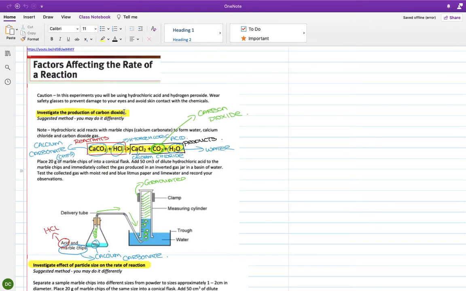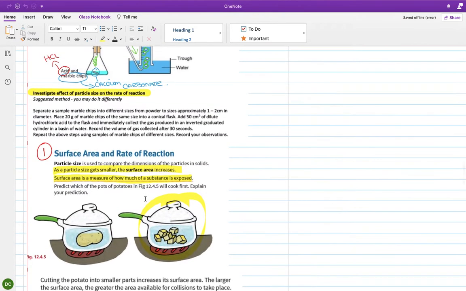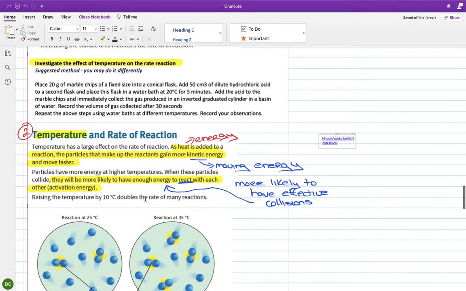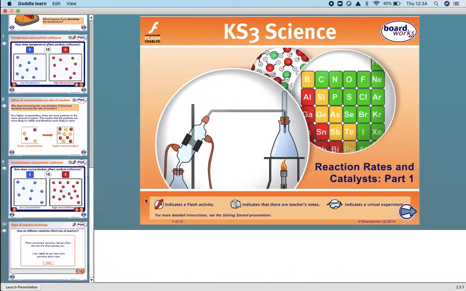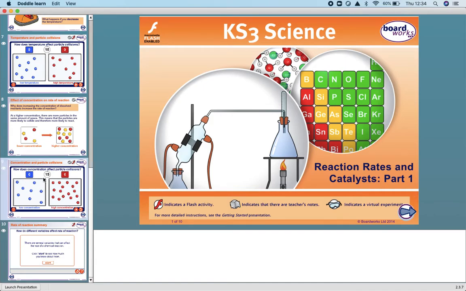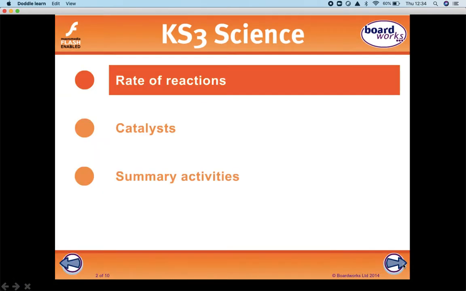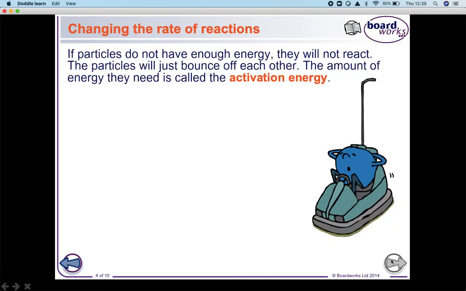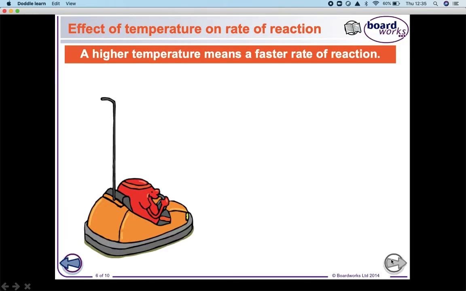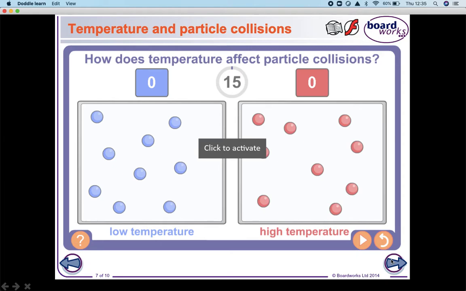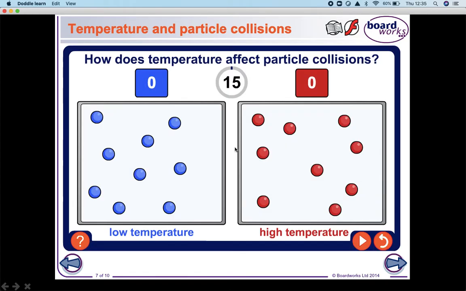We were looking at factors affecting rate of reaction. The first one we looked at was surface area, and then the second one we looked at was temperature. So I just want to show you this one. It's a kind of nice little demonstration of how temperature affects the particle collisions.